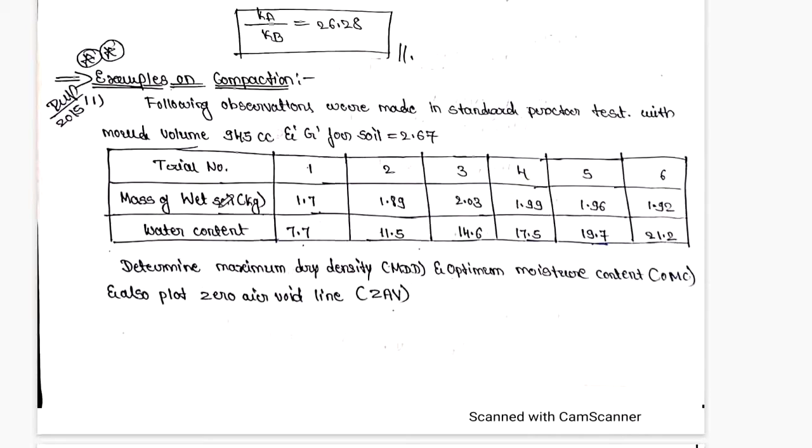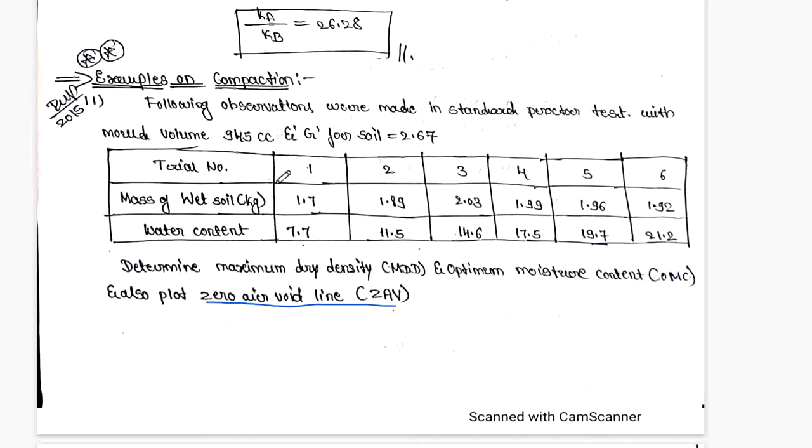For trial number 1, the mass of wet soil is given. Mass of wet soil means they have subtracted the empty weight of the mold from the final weight. Water content is also given for the respective trials, as we have discussed. For trial number 1, 1.7 is the weight of wet soil and 7.7 is the water content; then 1.89 is the weight of wet soil and 11.5 is the water content. Similarly, trials 4, 5 and 6 were conducted. Now determine the maximum dry density and optimum moisture content, and also plot the zero air void line. This is very important: also plot the zero air void line.